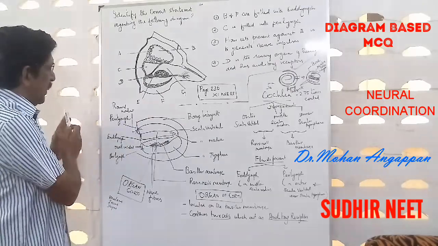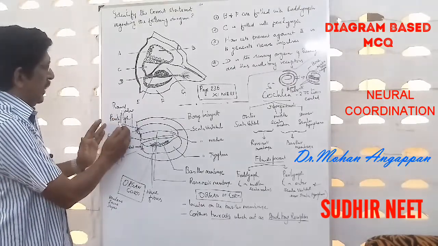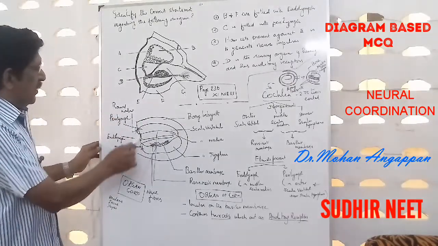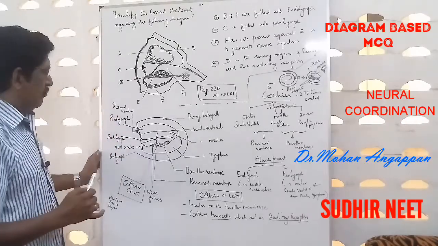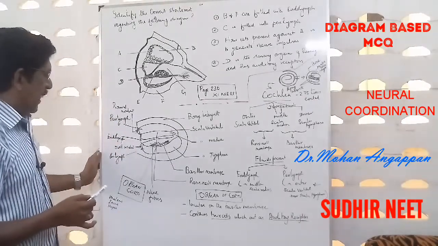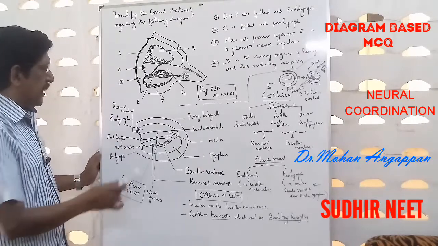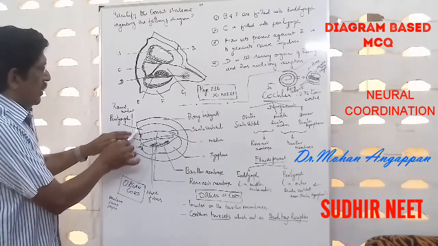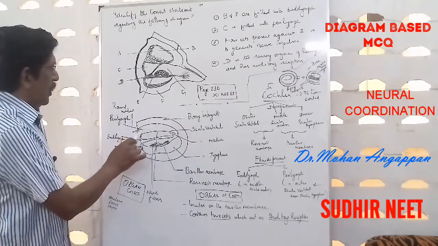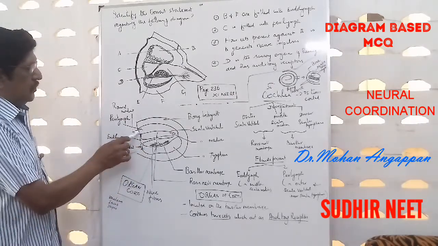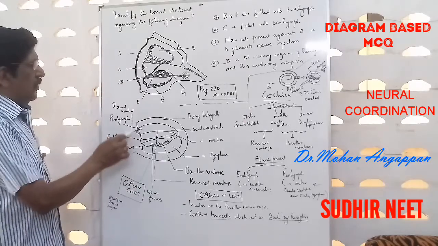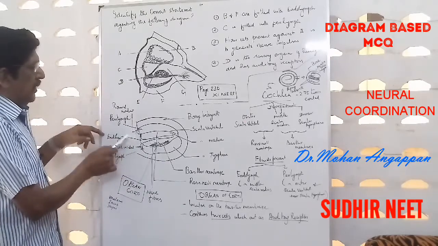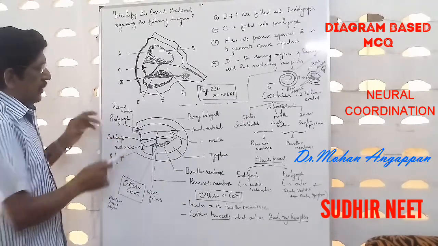Now we take up the outer ear, pinna, and then the middle ear. And in the middle ear you can see 3 bones: malleus, incus and stapes. Actually that stapes opens in the round window. This is the round window. The stapes in the middle ear opens here.